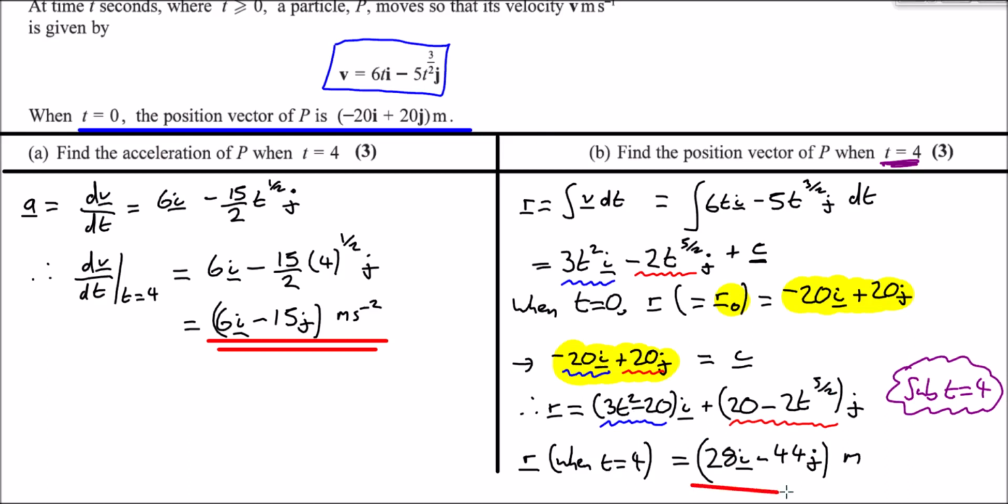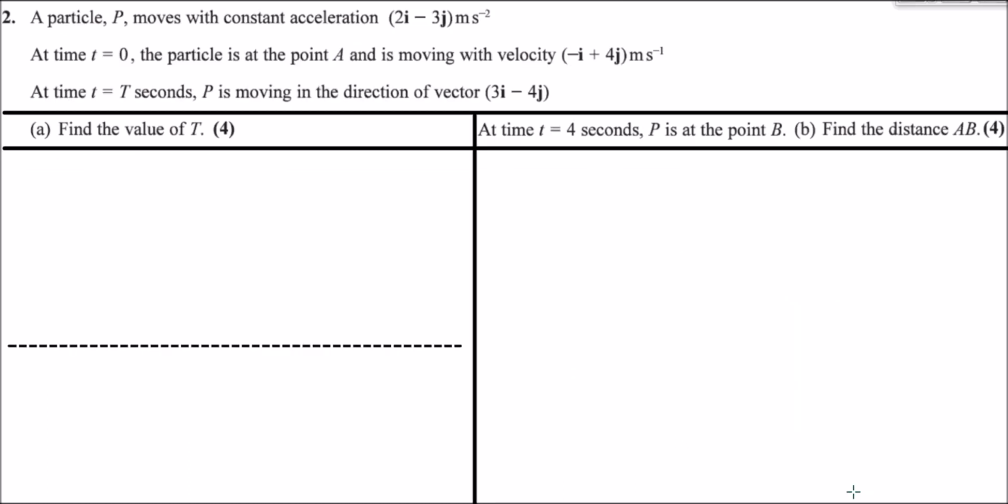Let's now have a look at question 2. So question 2, we've got a particle p moving with constant acceleration 2i minus 3j meters per second squared. At time t equals 0, we're told the particle is at the point capital A and is moving with velocity minus i plus 4j meters per second. At time t equals capital T, p is moving in the direction of vector 3i minus 4j. We have to find the value of T.